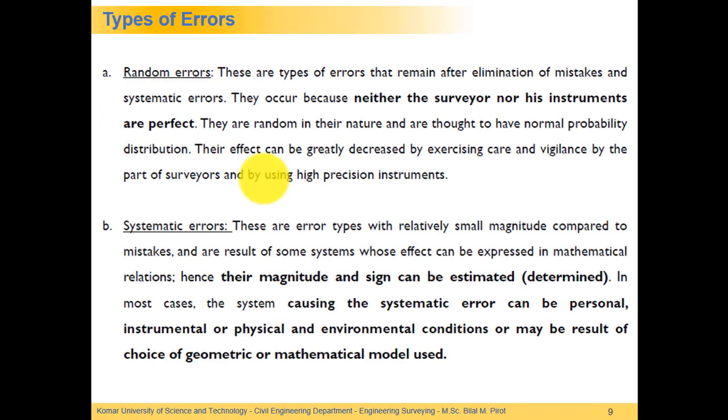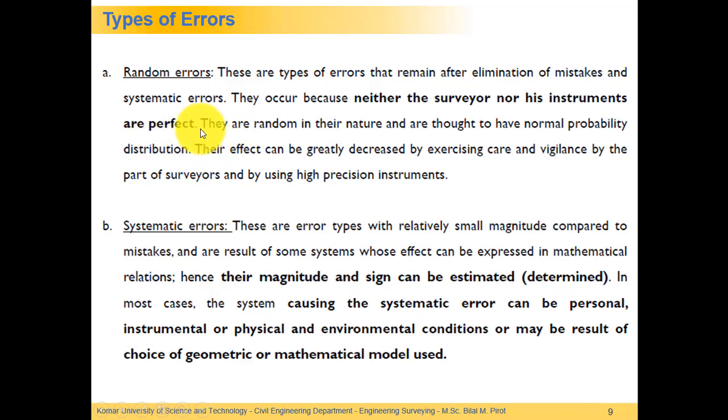We have some types of errors. Now we know the sources of errors, that may be personal, instrumental and natural errors, but we have some types of errors. Okay, the first type of errors is called random errors. These are the types of errors that remain after elimination of mistakes and systematic errors. So they occur because neither the surveyor nor his or her instruments are perfect.